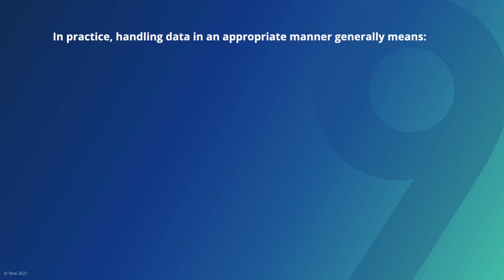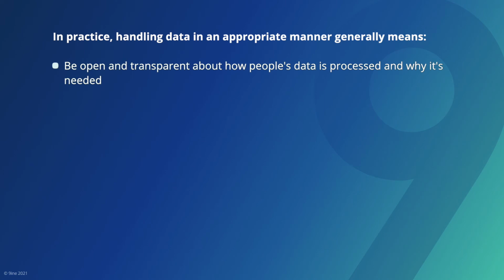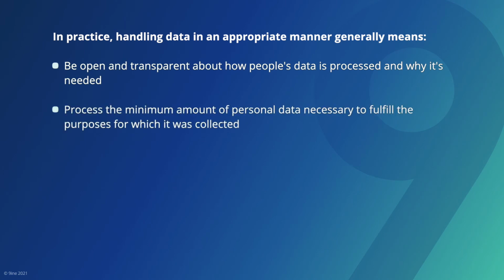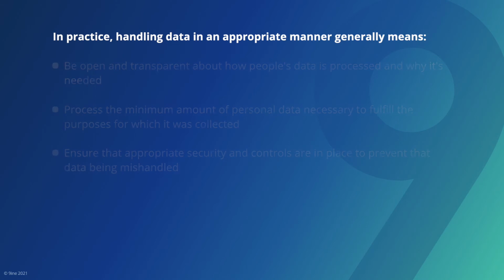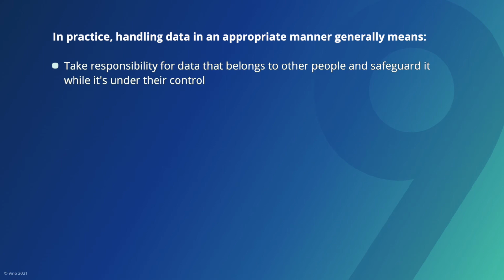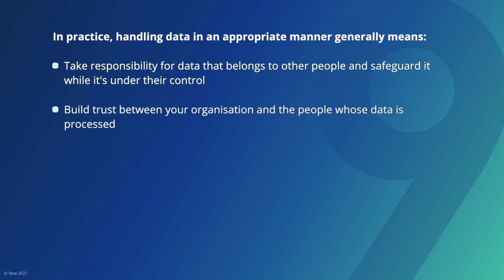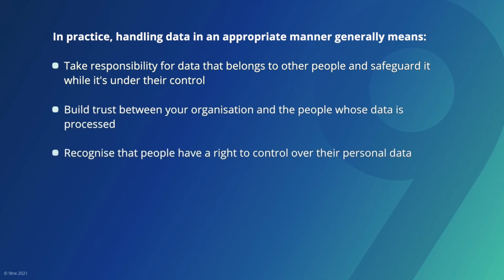In practice, handling data in an appropriate manner generally means being open and transparent about how people's data is processed and why it's needed, processing the minimum amount of personal data necessary to fulfill the purposes for which it was collected, ensuring that appropriate security and controls are in place to prevent that data being mishandled, taking responsibility for data that belongs to other people and safeguarding it while it's under your control, building trust between your organisation and the people whose data is processed, while recognising that people have a right to control over their personal data, while striking a balance with the needs of your organisation and wider society.